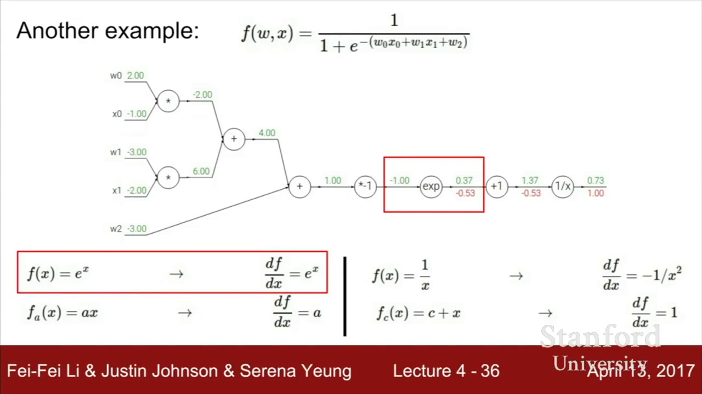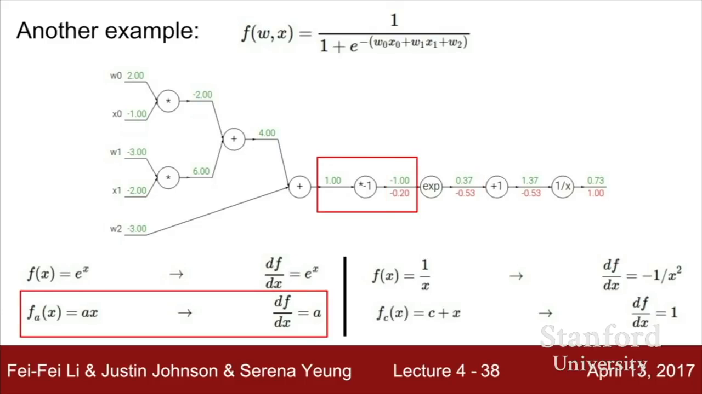Let's keep moving backwards one more step. Here we have the exponential. What's the upstream gradient coming down? The upstream gradient is negative 0.53. What's the local gradient here? It's the local gradient of e to the x, since this is an exponential node. The chain rule tells us that our gradient is negative 0.53 times e to the power of x, which in this case is negative 1 from our forward pass. This gives us our final gradient of negative 0.2.